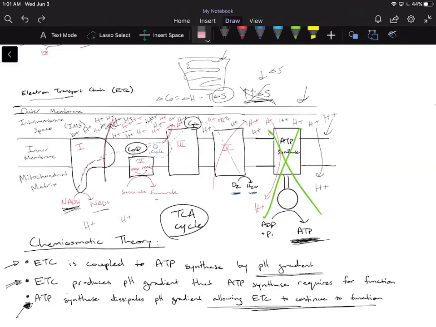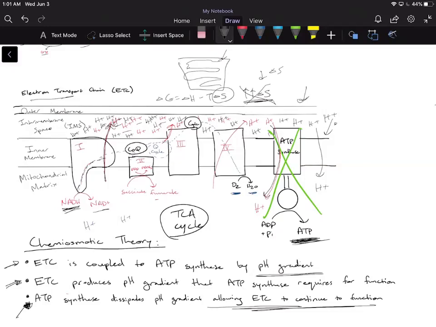Okay, so we're going to create an electrochemical gradient as we're transferring those electrons between the complexes, and then ATP synthase is going to harness that electrochemical gradient, converting it into mechanical energy and then into chemical energy in the form of ATP. It'll take some of these protons, bring them through its complex, and then we will make ATP. So again, the ETC will produce the pH gradient that ATP synthase requires to function, okay? If we inhibited the ETC, we won't create that proton gradient, so ATP synthase will not function because it doesn't have a proton gradient.